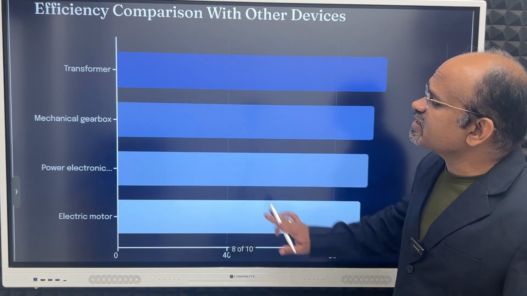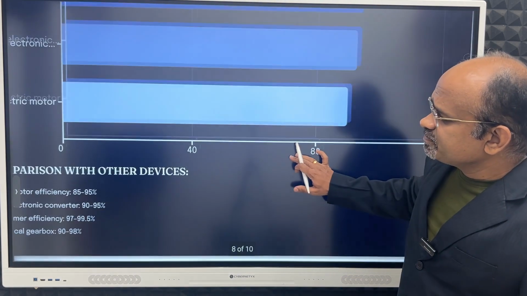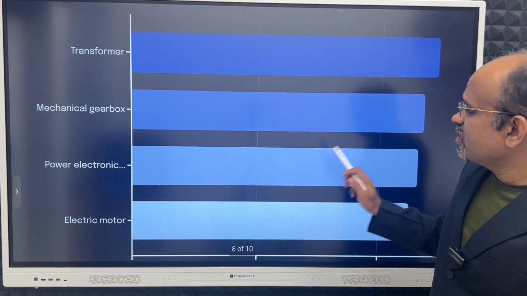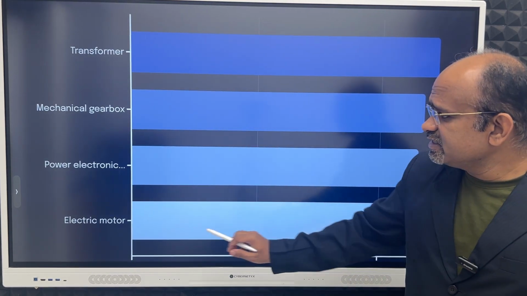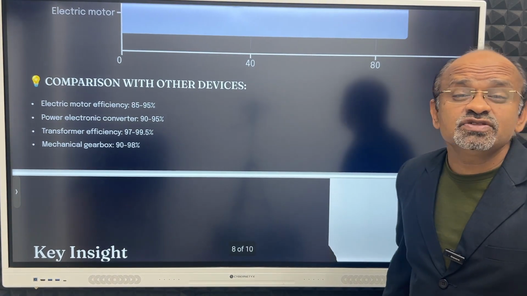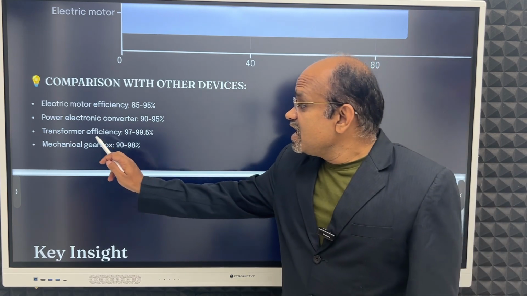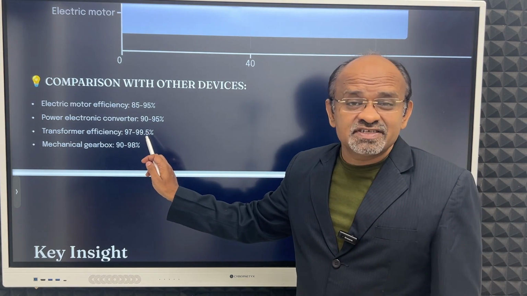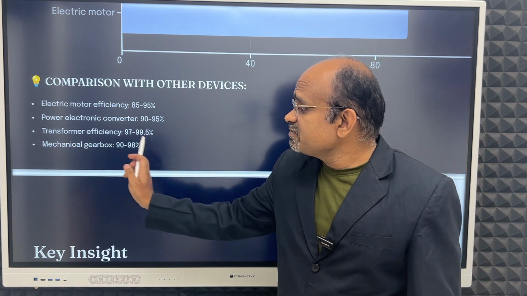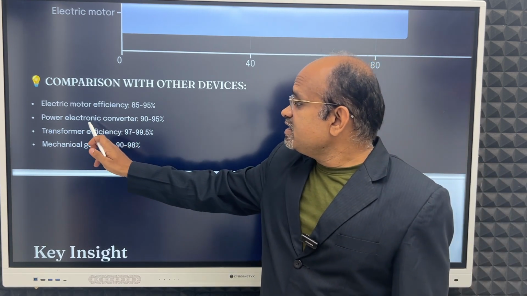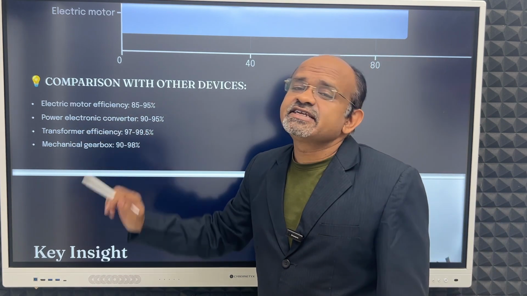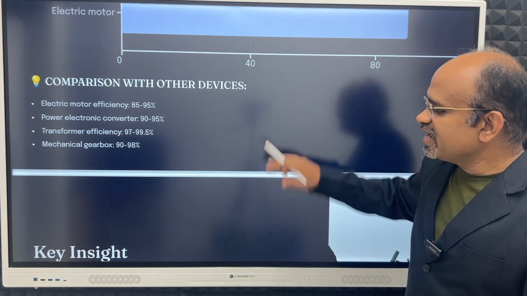Now, if you compare, the transformer is highly efficient, then the magnetic gearbox, then power electronics, and then the electric motor. The transformer has no moving parts. That is why it has 99.5%, the highest efficiency. Then the mechanical gearbox. Then the power electronic converter, and then the electric motor. Okay, this is the comparison.